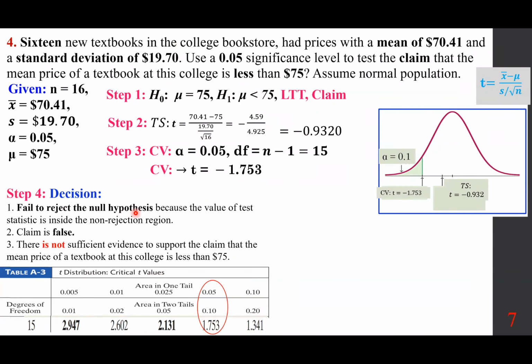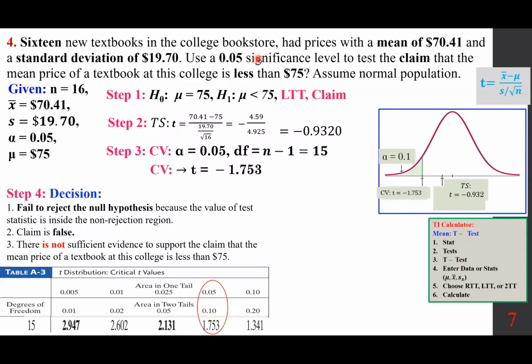So fail to reject the null hypothesis because the value of the test statistic is inside the non-rejection region. Claim becomes false. There is not sufficient evidence. And the wording just comes from the given. Let's do this with technology quickly because I want to explain again the p-value. The p-value, by the way, refers to this area. The green one is the alpha, and this blue one is the p-value, which is, I mean, from the graph, it's larger than 0.05, but let's find out what it is.